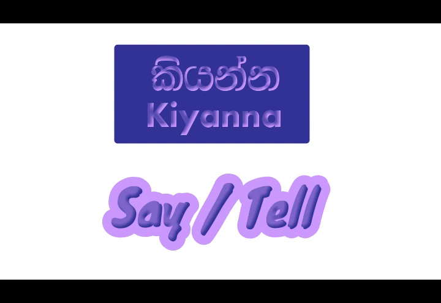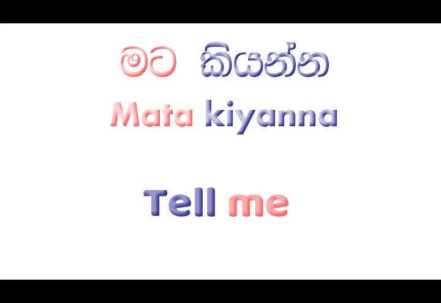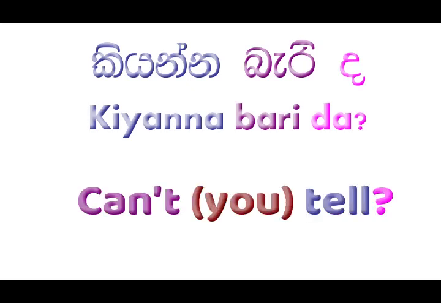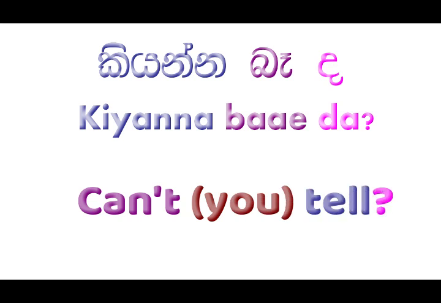Next word. Kiyanna. Meaning say or tell. Mata kiyanna, tell me. Eyata kiyanna, tell him or tell her. Kiyanna berida, can't you tell? It's okay if you say kiyanna berida. I think you understand all the words in the second one. Kiyanna means tell, ba means can't, da is the question word.